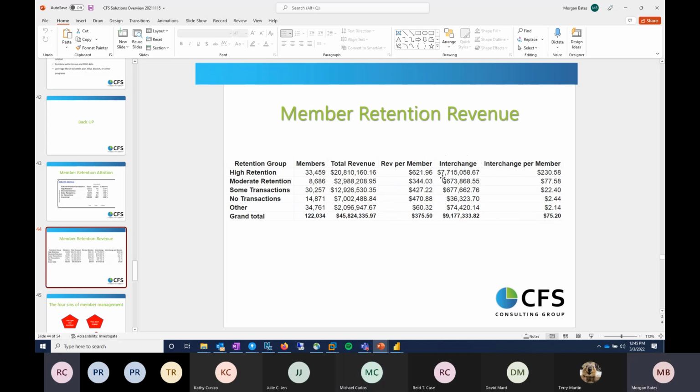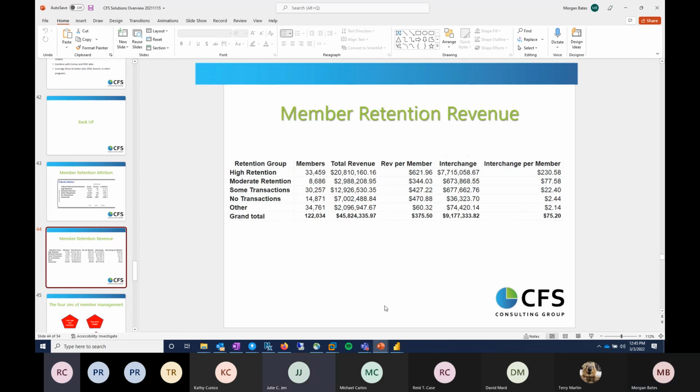But as you move down in tiers, you can see that revenue really drops off dramatically from that high retention down to the no transactional group, right? That's pretty significant, right? To go from, say, $470 up to $620. More importantly, the $244 to the $230. That's a huge jump in terms of your interchange income. Okay, any questions about member retention as a whole?